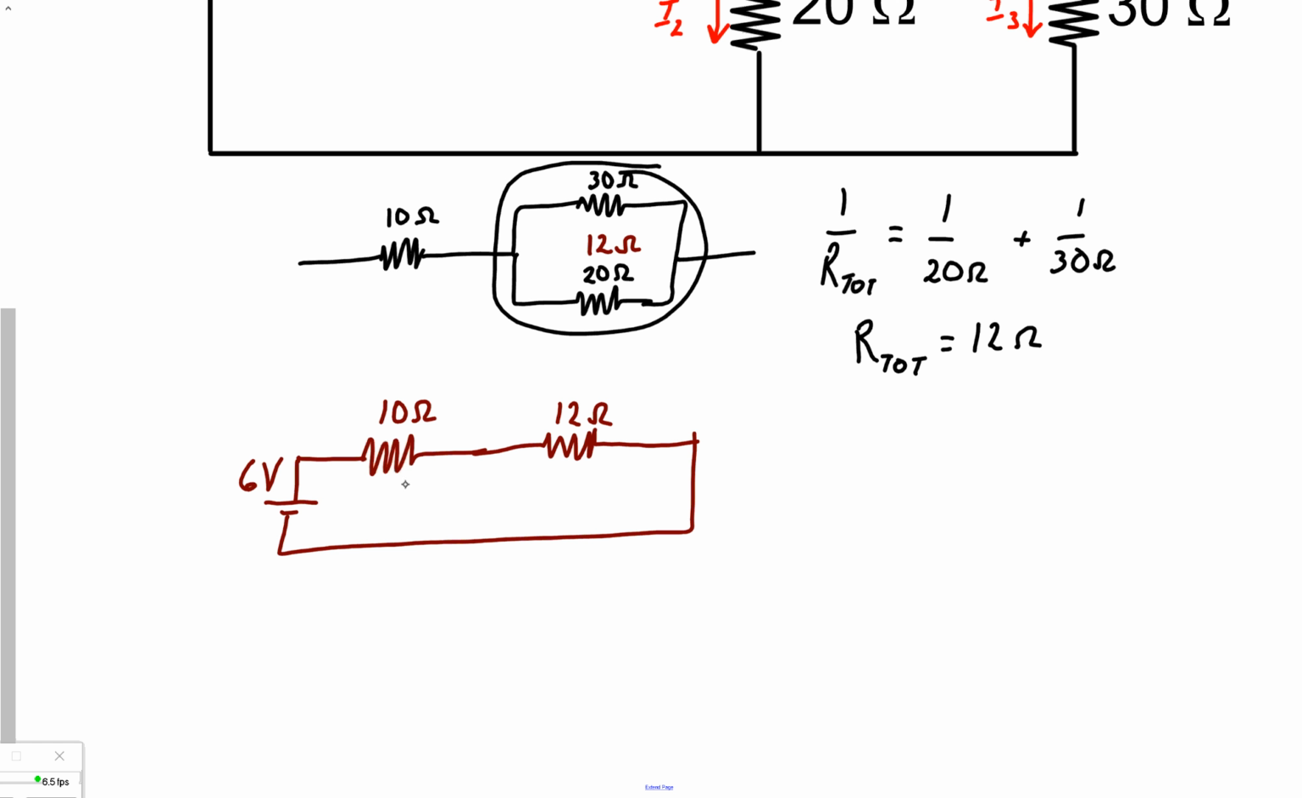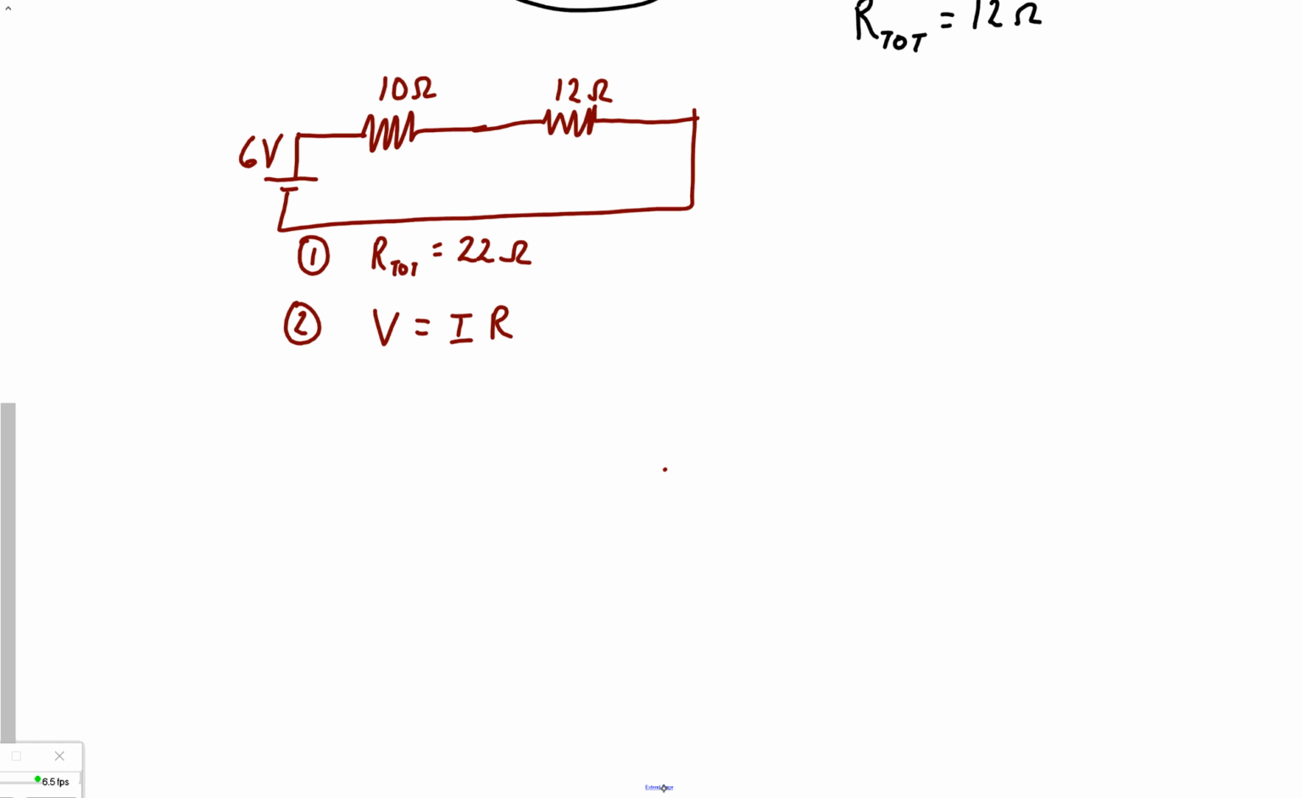Well, remember, in a series, all you have to do is add together. So R total for this circuit is nothing but 22 ohms. If you remember, my first goal with every problem was finding R total, and my second goal was always trying to find I total. Just like before, the only formula we'll use for the remainder of this problem is Ohm's law. We know that the potential was 6 volts. So what is the total current leaving this battery?